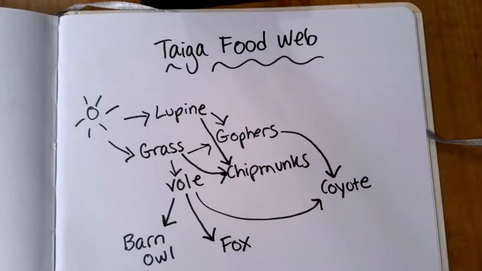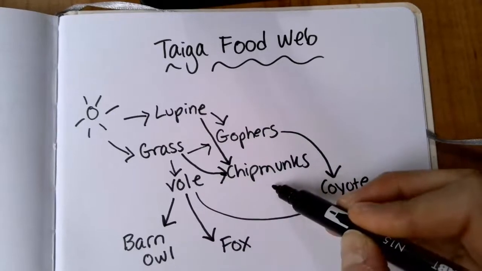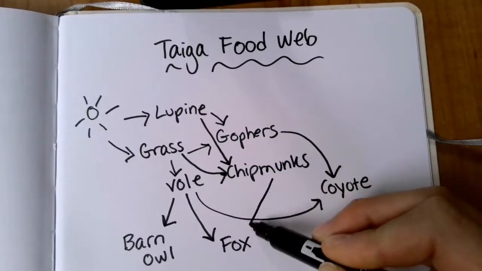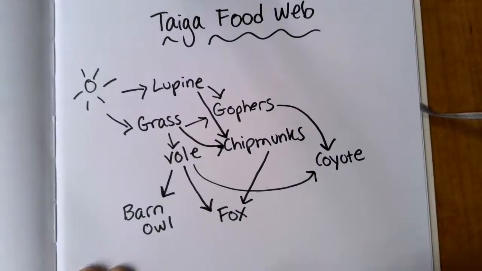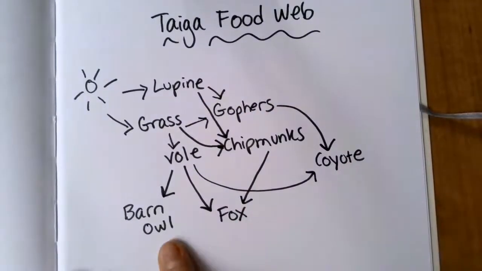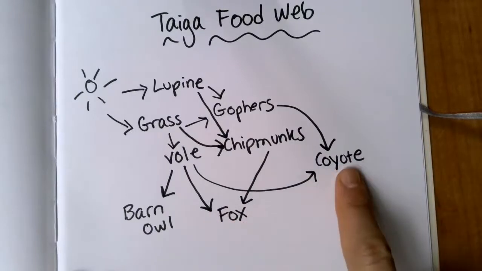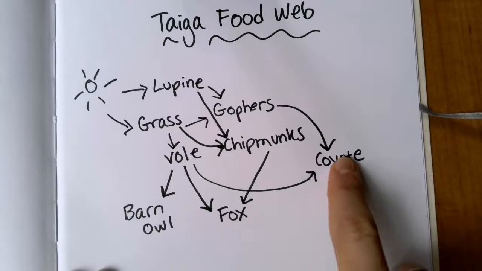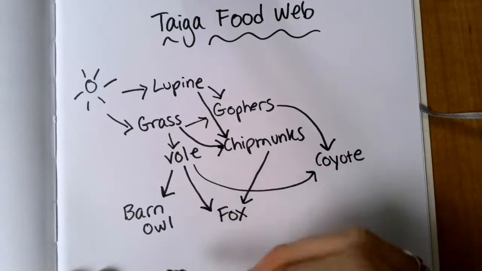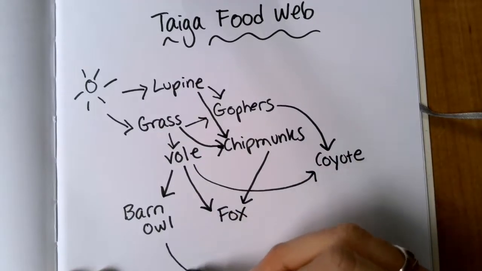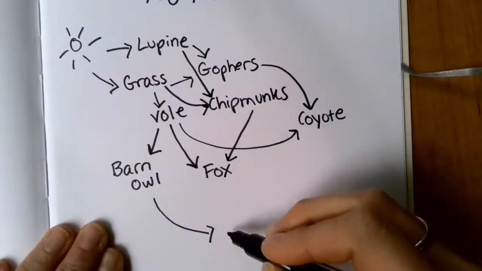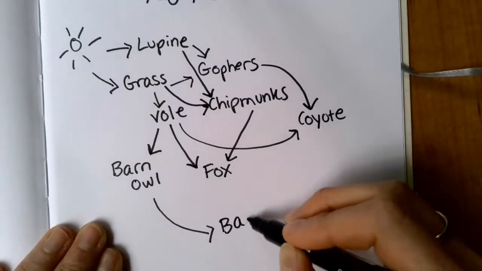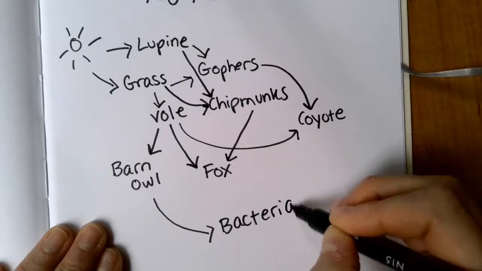Okay, so if I look back at my food web, barn owls, foxes, and coyotes are not eaten by any other organisms here. That means their bodies fall to the ground and get decomposed. Yeah, bacteria are our decomposers. So I have an arrow going from coyotes to bacteria, fox to bacteria, and barn owl to bacteria.